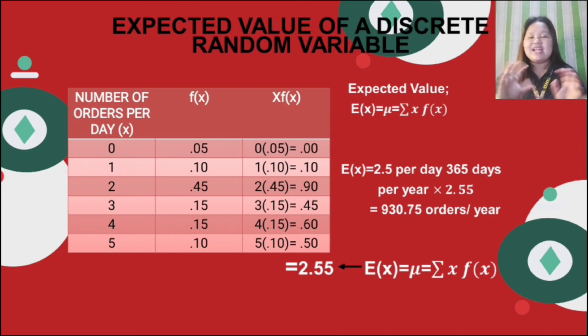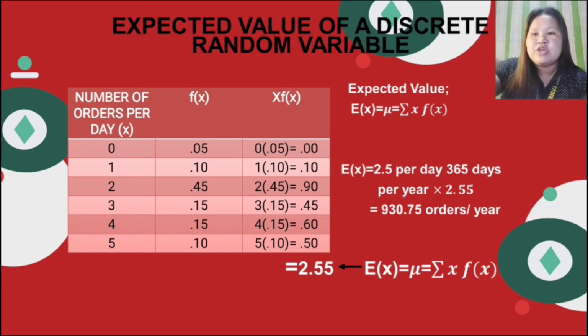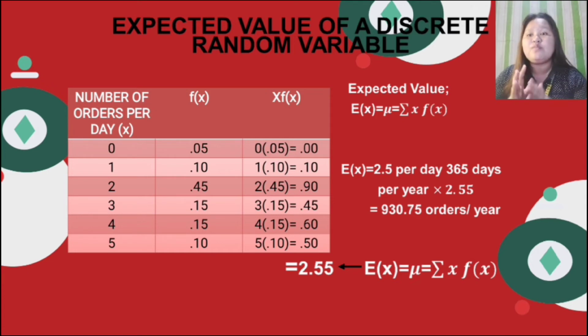So let's try to calculate the expected value of a discrete variable. We need this formula. As you can see here in the table, all values are given. We have our probabilities, for example 0.1. We need to multiply each x by its probability. So 0 times 0.05 gives 0.00. After that, we calculate all the products and add them up. Now we get 2.55. So the expected value equals 2.55 per day.